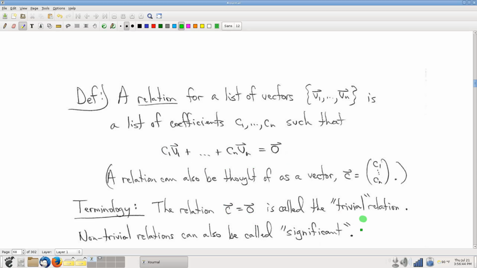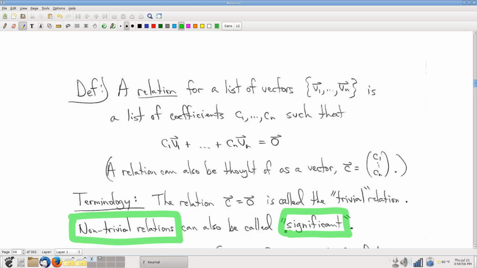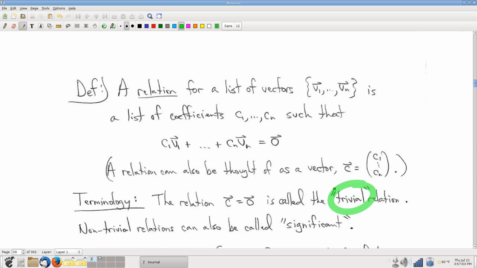Okay. All right. We're going to find ourselves needing to make reference to non-trivial relations, and to avoid the negative, just to have the lingo be a little bit more natural, we're going to call those significant relations. Okay. So every relation is either a trivial relation or a significant relation.